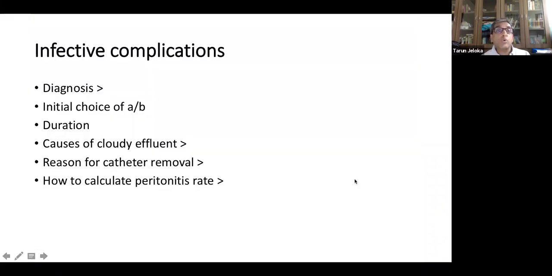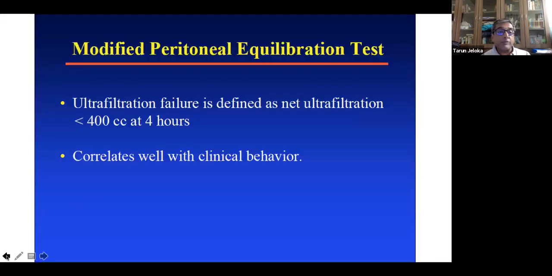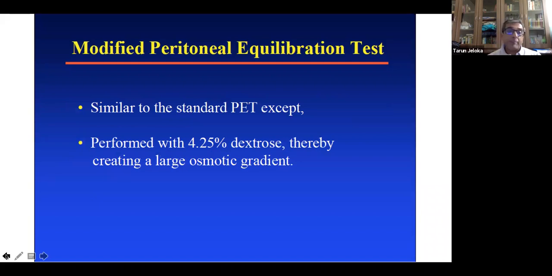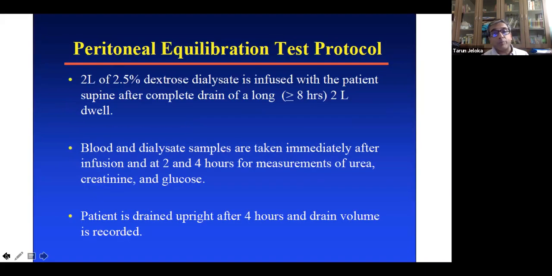Okay, I do not have the tables of the PET. PET divides the patient into 4 different categories: low transporter, low average, high average, and high transporters. High average and high transporters are also called fast transporters, because the membrane is leaky. Glucose dissipates faster into the blood so that equilibrium is set in. After about 4 hours, there won't be any exchange, and ultrafiltration will not be there after 4 to 6 hours. In fact, reverse ultrafiltration, that means dialysate absorption, may happen.